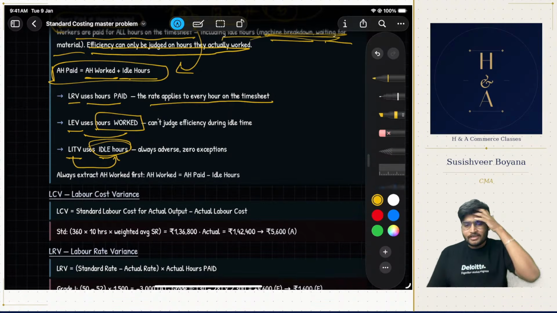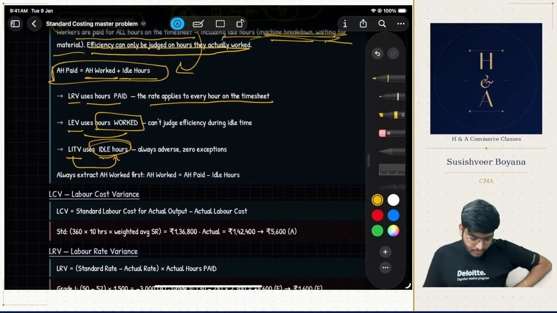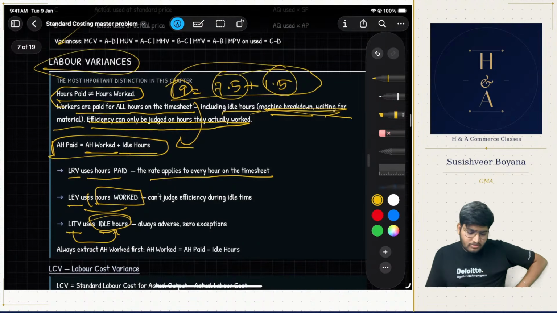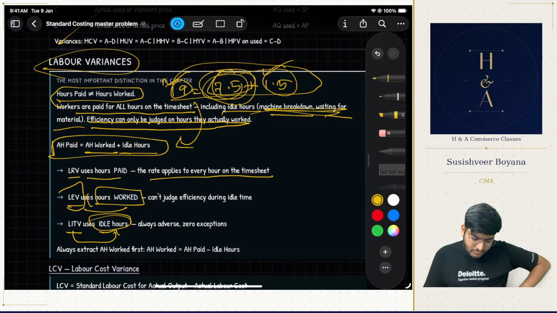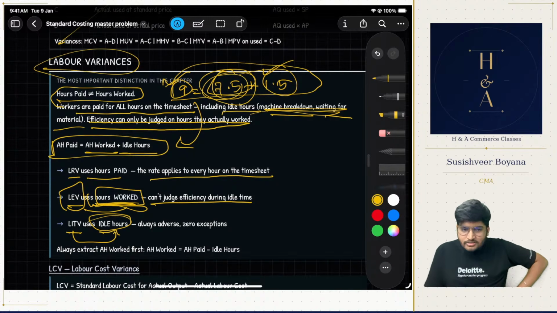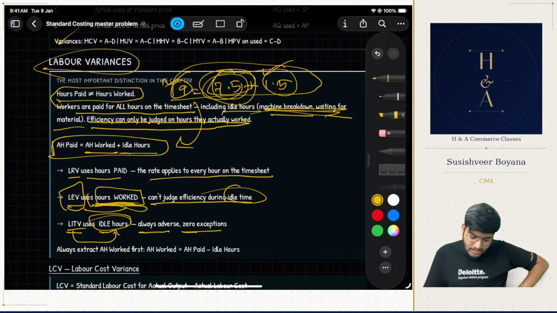Rate variance applies to every hour on the timesheet. Is the rate being justified? Efficiency variance, can we judge them on total number of hours? No. Can we judge them on idle time? No. We can only judge them on the actual hours worked. That's the reason why efficiency variance always uses actual hours worked. Cannot judge efficiency during idle time, obviously. Cannot judge it on the total time as well because idle time is part of it. Idle time variance obviously is always going to be adverse unless we get a zero.